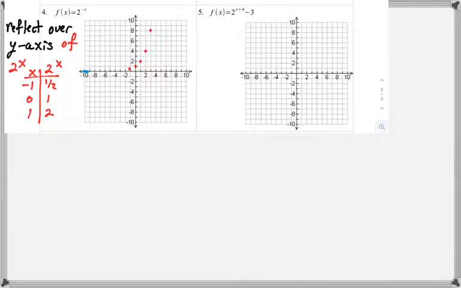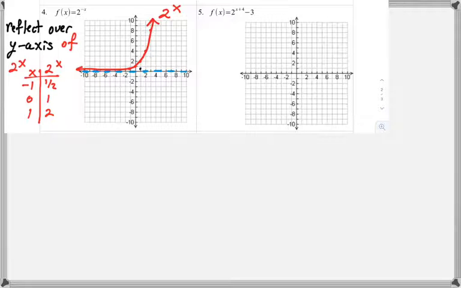And I like to make my graph look nicer, so I might use a couple extra points. 2 squared is 4, 2 to the third is 8. Horizontal asymptote in stock form is going to be y equals 0. So put in that horizontal asymptote, and then I'm going to connect my dots for my parent graph. That's 2 to the x power.